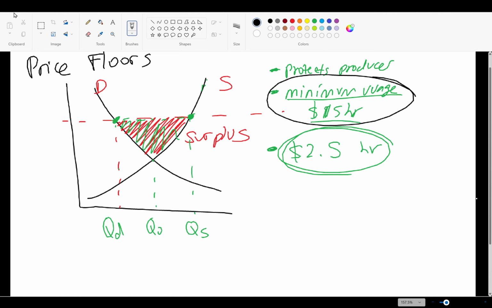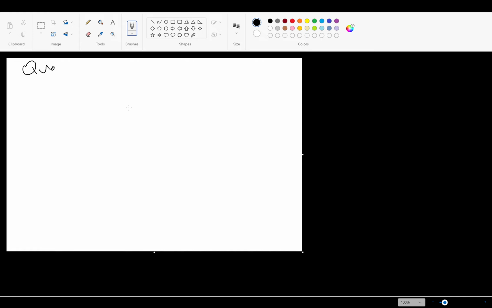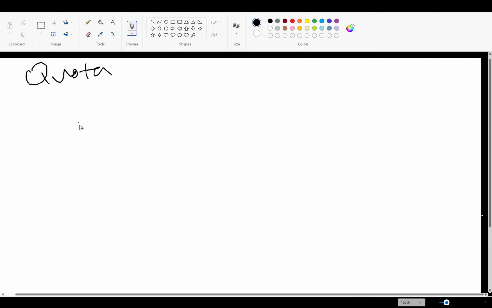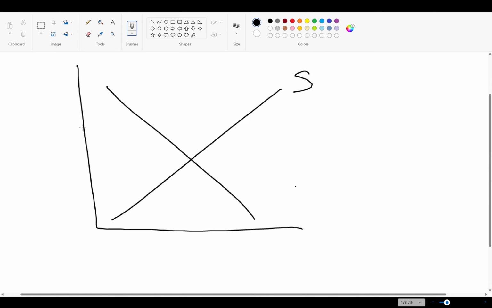Now the last concept you need to know is quotas. So what is a quota? A quota is implemented by a government, again, that basically helps protect domestic industries. So let's say this is supply and this is demand. A quota could be here. So for example, Japan could only export this many cars to us. For example, it can only export 10,000 cars to the US. That way it could protect American car makers.